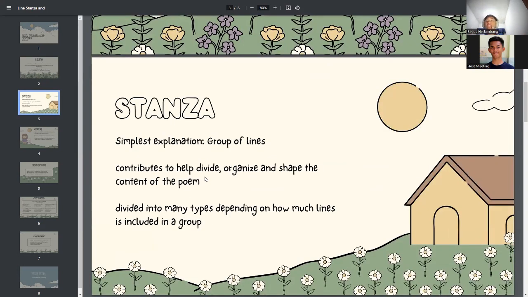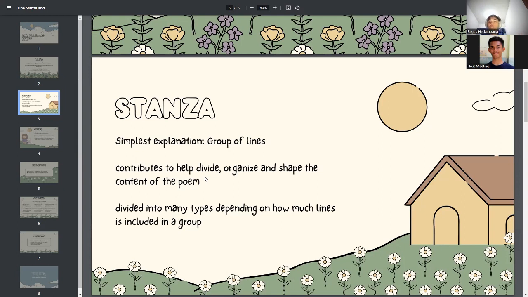Okay, moving on to the next thing, which is stanza. The simplest explanation, again, I'm giving you the simplest explanation, sorry, is that it's just a group of lines. It's a group of lines that is put together into one place, or rather one group.